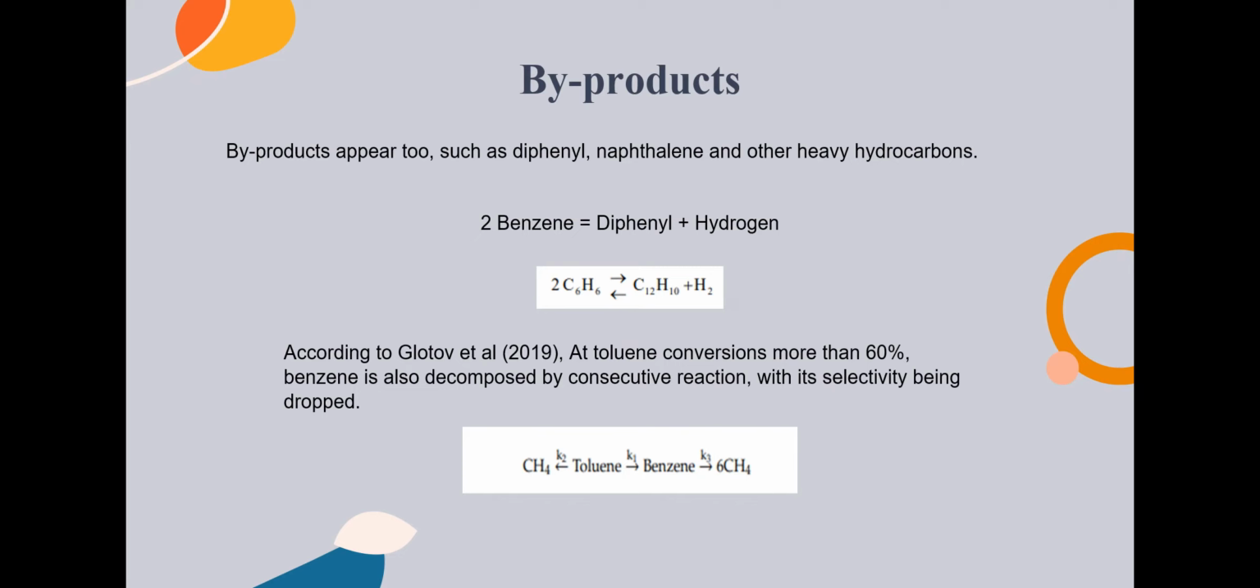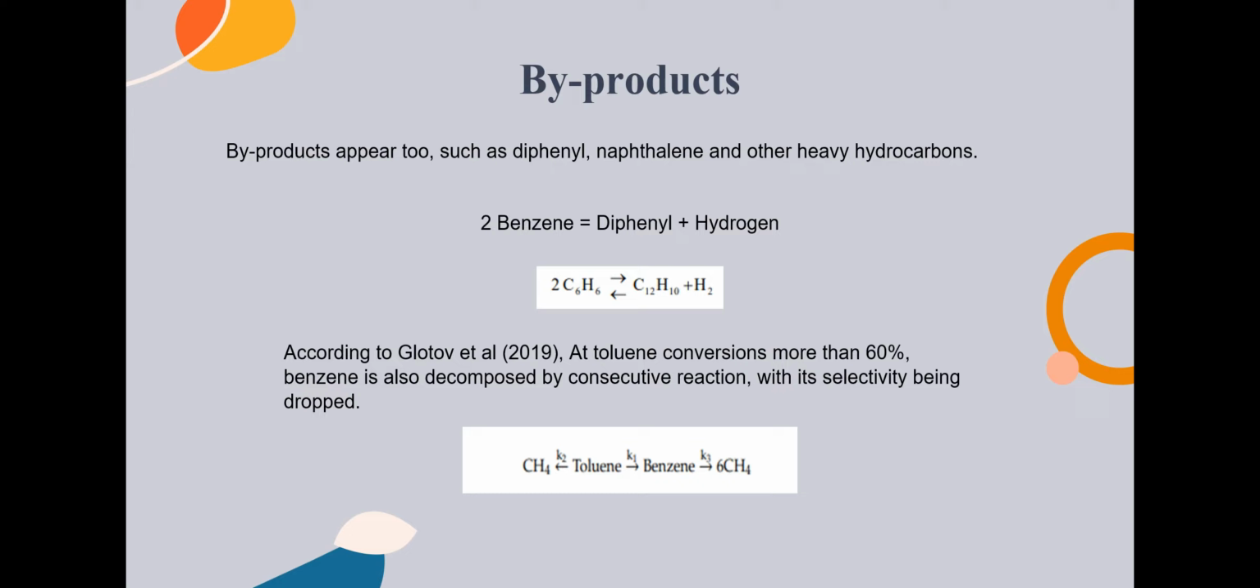The byproducts produced by the demethylation of toluene are diphenyl, naphthalene, and other heavy carbons. The example below is for the production of diphenyl. 2 moles of benzene will produce 1 mole of diphenyl and 1 mole of hydrogen.